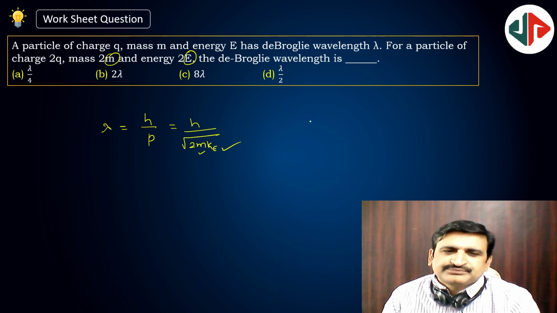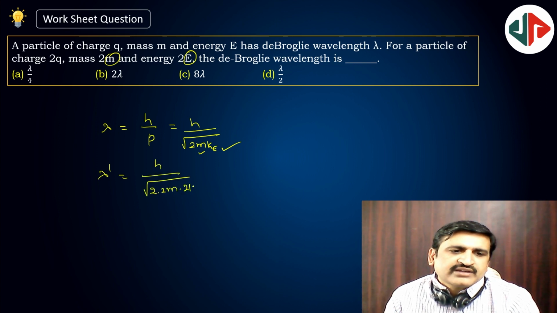That means lambda dash is equal to h by square root of 2 into 2m into 2K. So dividing one with another, lambda dash by lambda is equal to 1 by 2 on cancellation, so 1 is to 2, which implies lambda dash is equal to lambda by 2.